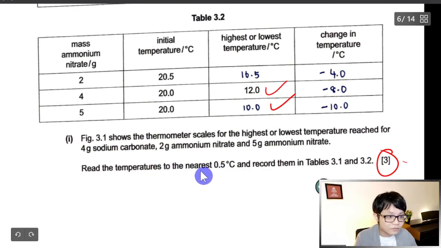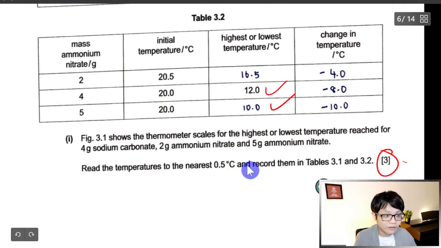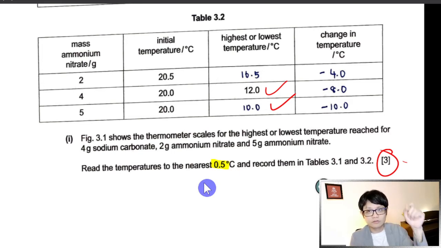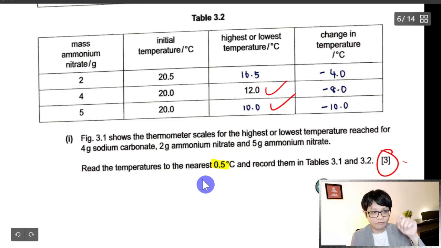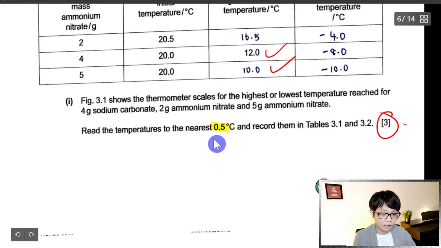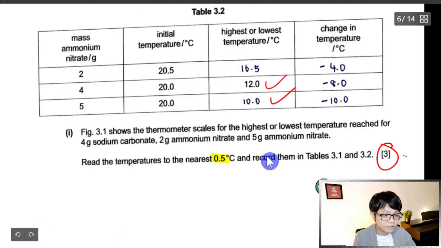Read the temperature to 0.5. So you can see again here 0.5. So at least your answer must be 1 decimal point, in terms of 1.0, 1.5, 2.0, 2.5, 3.0, 3.5. Not 3.2, 3.3. Either 3.0 or 3.5. No 3.3, no 3.2, no 3.4. You get what I mean? So this is 0.5. So that's why you see all the answers also are 0.5.